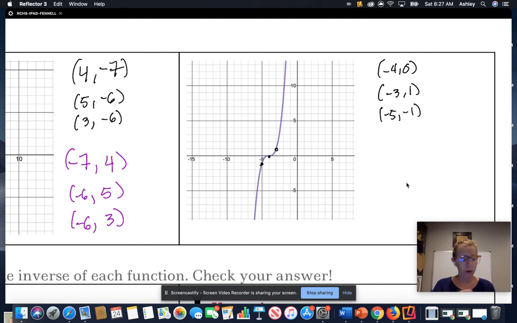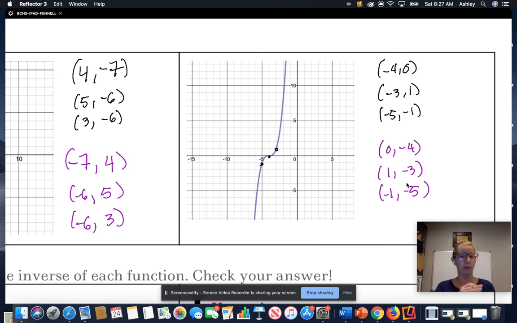Okay, so now we are going to write our inverse. Remember, we're just going to flip these points, right? So we have the point 0, -4. We have the point 1, -3. And we have the point -1, -5. I'm just going to go ahead and plot those again.